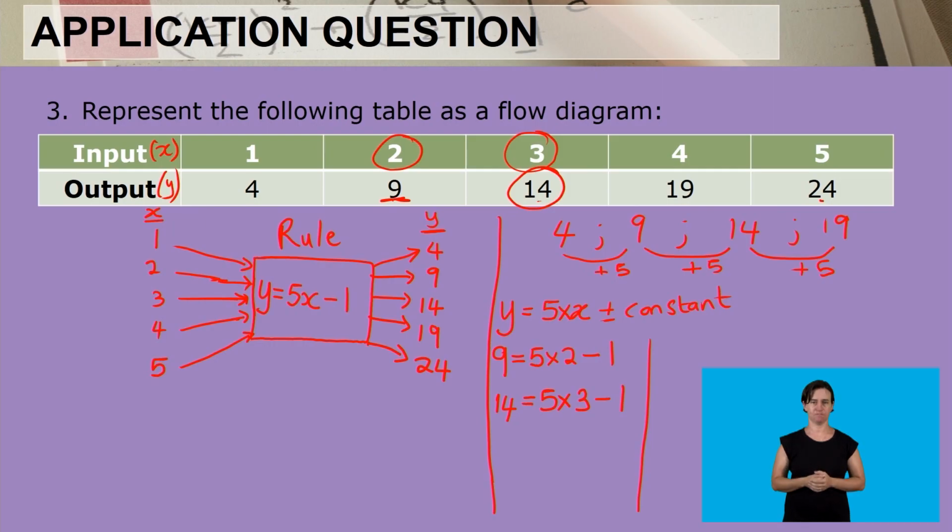Now remember, when the input values are consecutive terms, then we can definitely find that rule, because those output values are actually forming a numeric pattern. Let's move on to our next question.